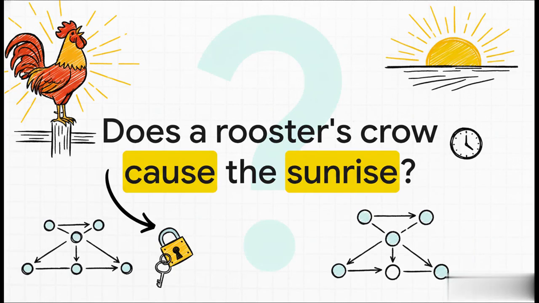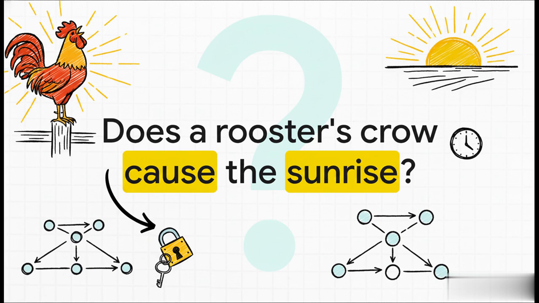Does a rooster's crow cause the sunrise? I mean, it sounds kind of silly, right? Every single morning, without fail, the rooster crows and then the sun comes up. They are perfectly 100% correlated. But we all know, just intuitively, that one has nothing to do with the other. The real question is, how do we know that?